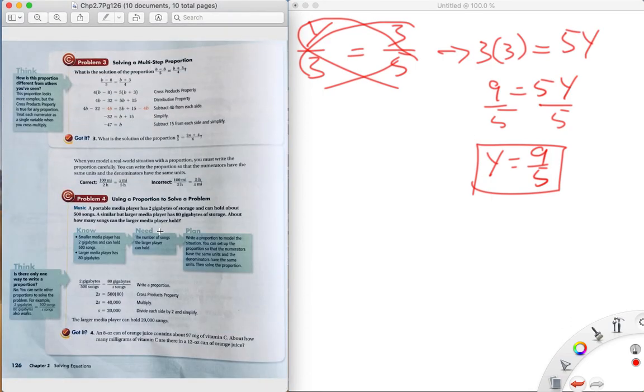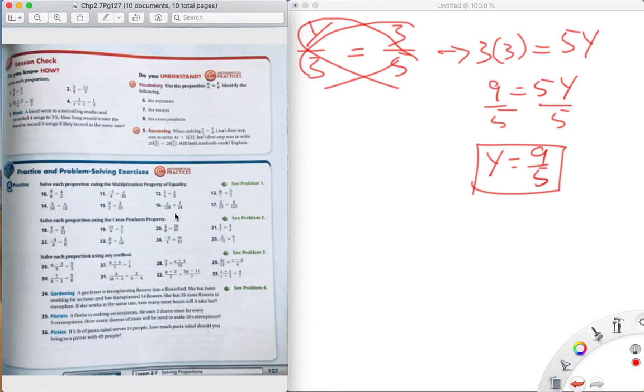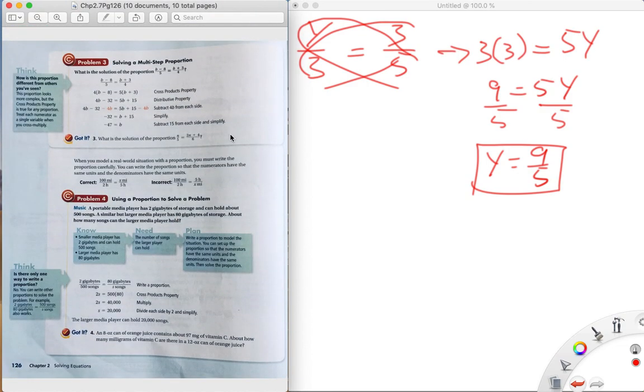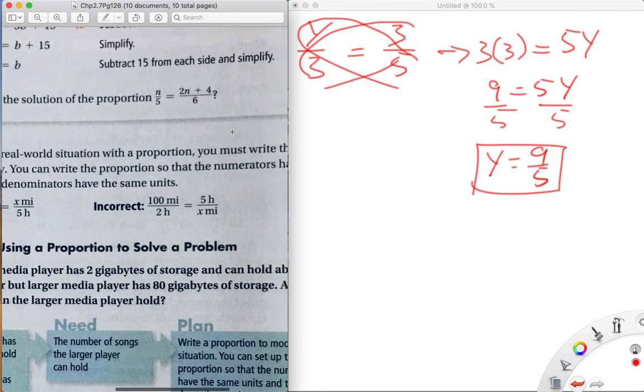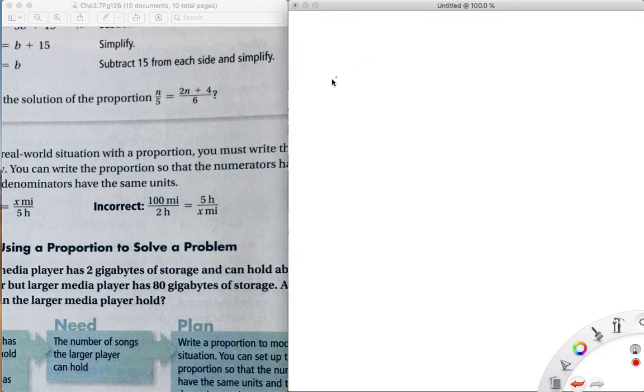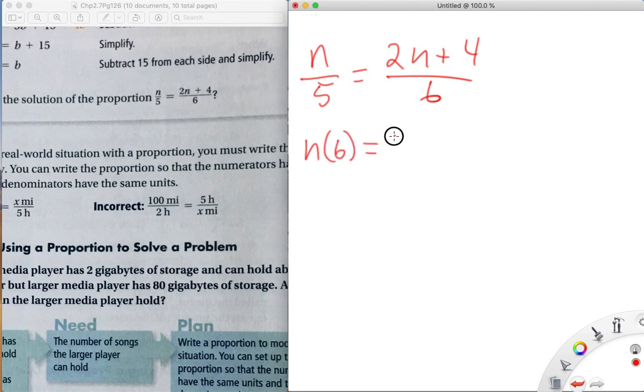All right, multi-step proportions. They want to know what the solution is to that particular proportion. So we have n over 5 is equal to 2n plus 4 over 6. So we're going to cross multiply, right? We're going to multiply n times 6 and then 5 times the sum of 2n and 4. Here we're going to use the distributive property.